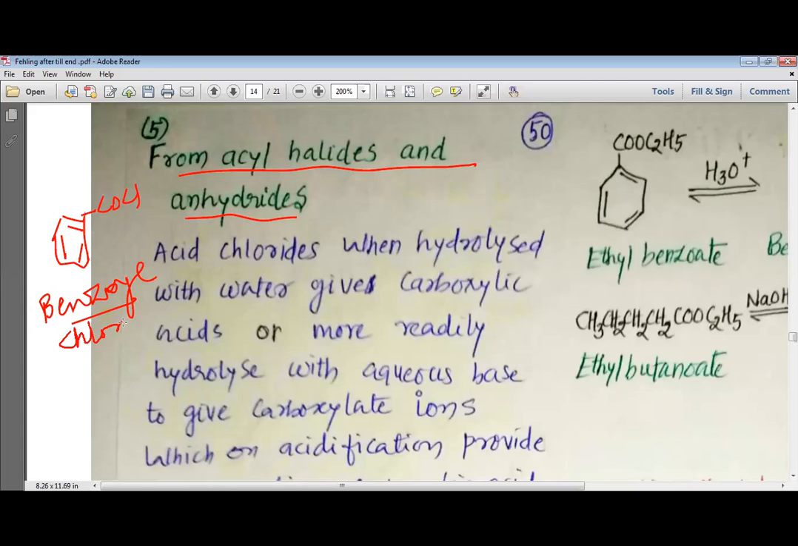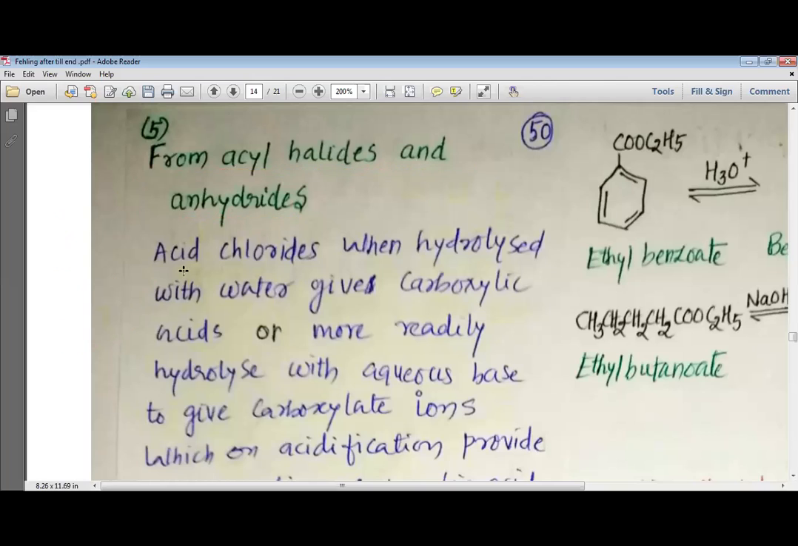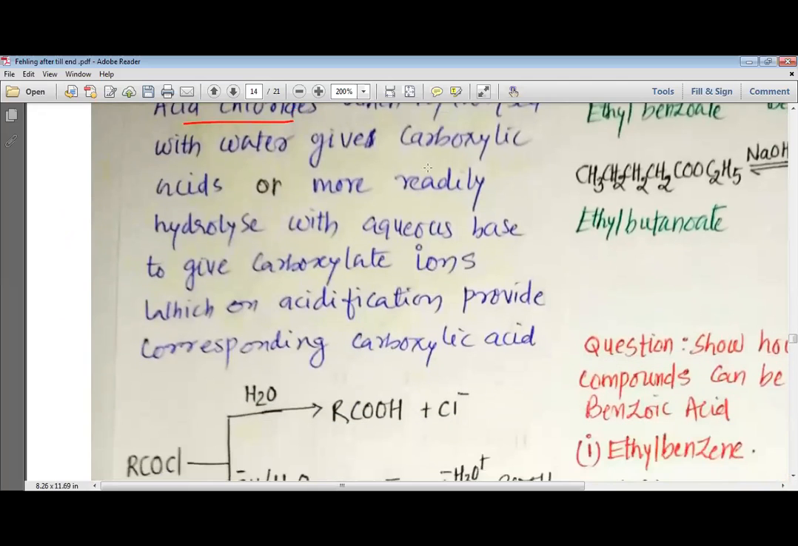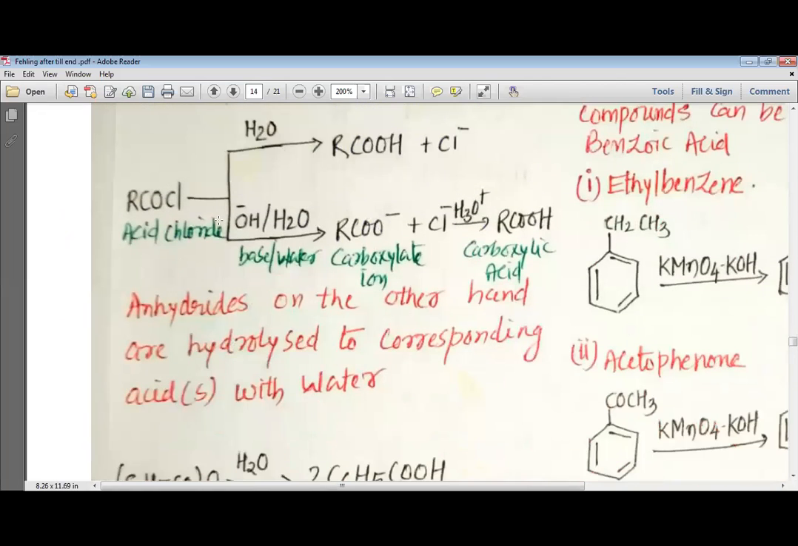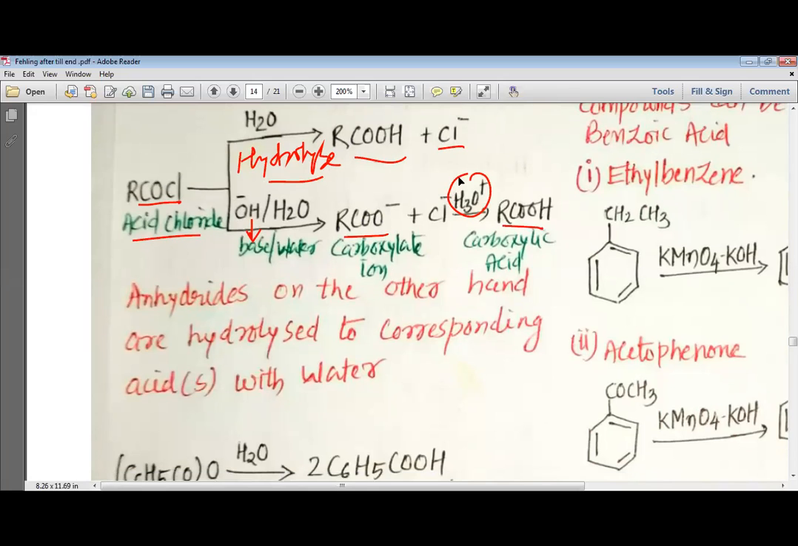So this is how, my dear students, you give names to the various acyl halides. These acyl halides are also known as acid chlorides because they are prepared from the carboxylic acid. Acid chlorides, when hydrolyzed with water, give carboxylic acid, or are more readily hydrolyzed with aqueous base to give the carboxylate ion, which on acidification provides the corresponding carboxylic acid. You can see here, this is the acid chloride, which is also known as the acyl chloride. If you hydrolyze them with only water, they give you the carboxylic acid and Cl minus. But if you hydrolyze them in the presence of aqueous base, you get the carboxylate ion. This carboxylate ion on further acidification gives us the carboxylic acid. So it's very easy to understand the change.